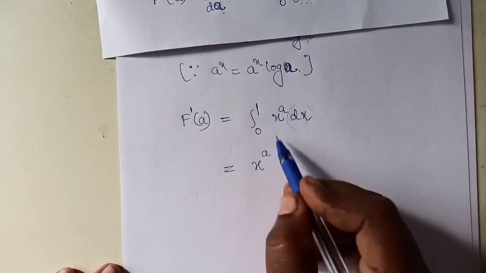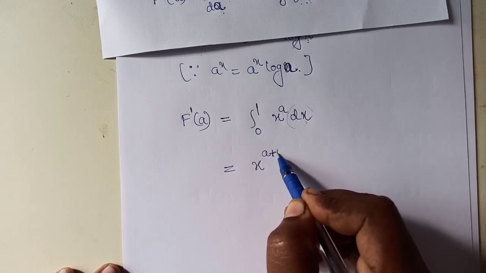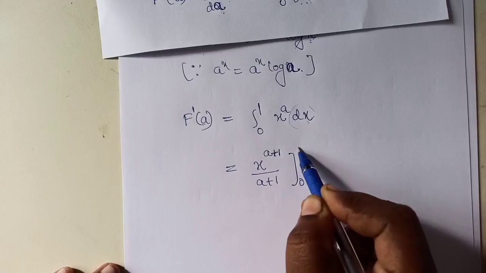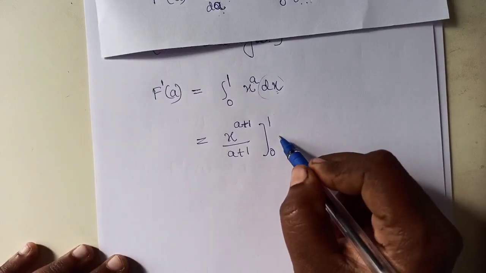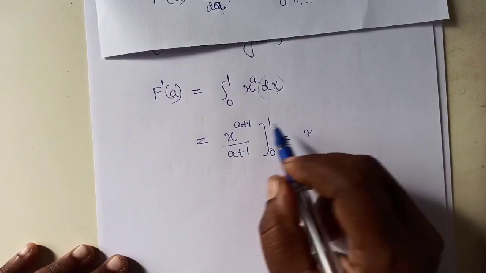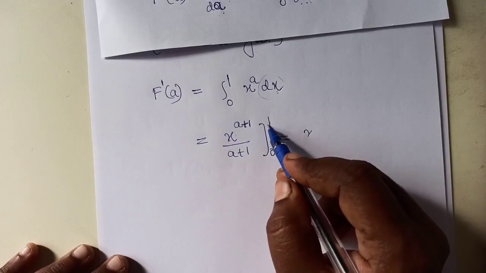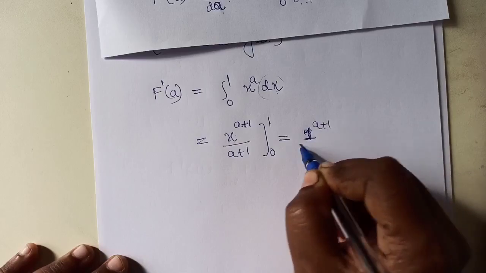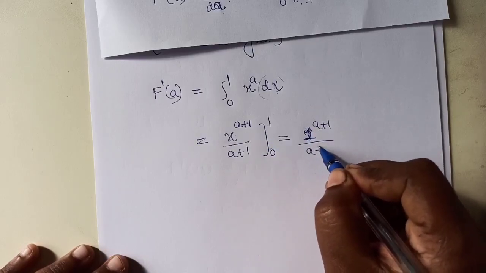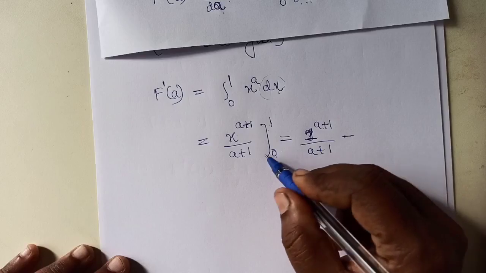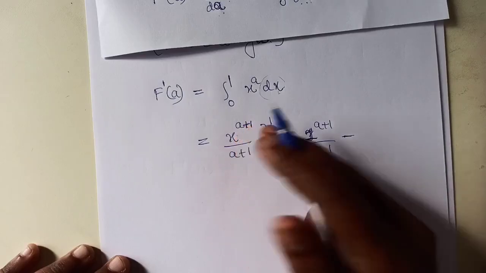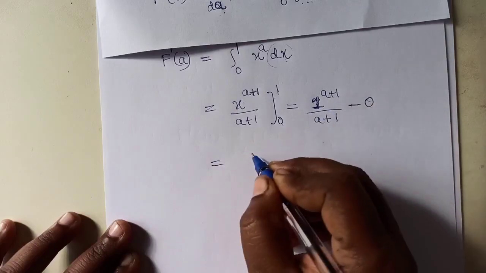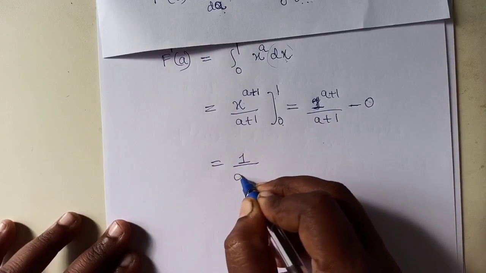So here in the place of n we have a, therefore we write (a+1)/(a+1), and the limits are 0 to 1. Further simplifying this, we get x raised to (a+1), substituting x we get 1 raised to a+1, which is equal to 1 only, divided by a+1. Here we get minus the lower limit 0, 0 power anything equals 0. So this is equal to 1 divided by a+1.